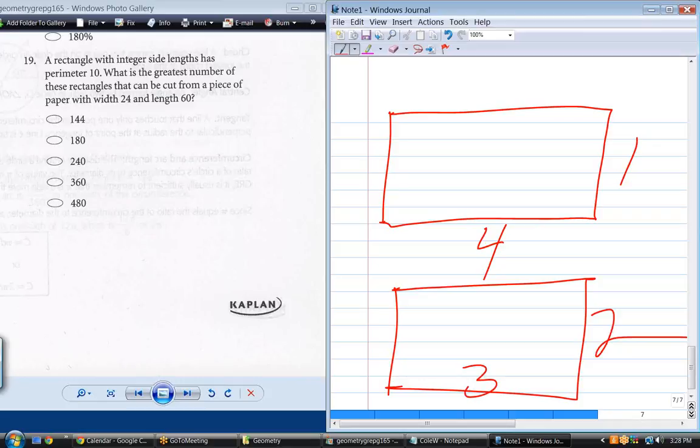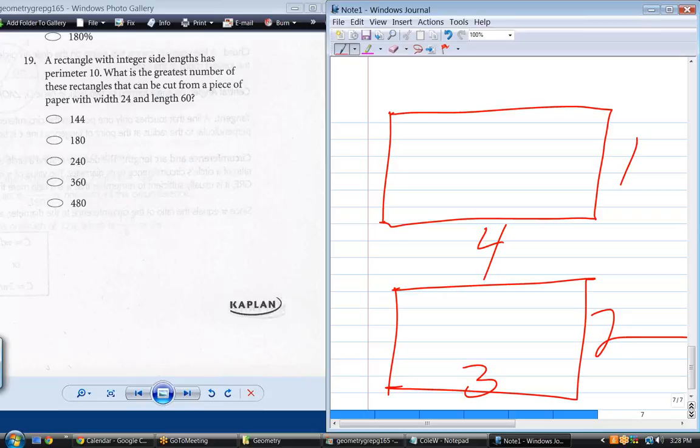Can I have any other numbers? I don't think so. I think that's the only two integer side lengths that give me a perimeter of 10. There's not a whole lot of other options. I can't reduce 1 less than 1, which means I can't make that more than 4. So these are my only two possibilities.